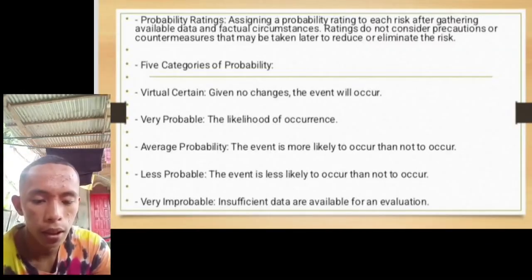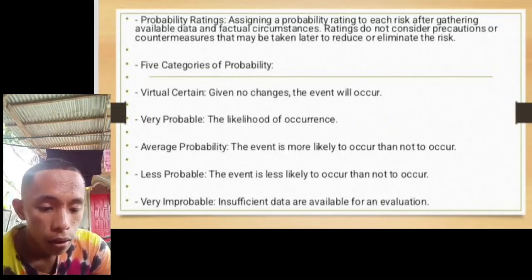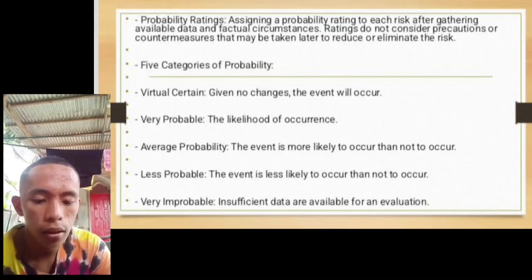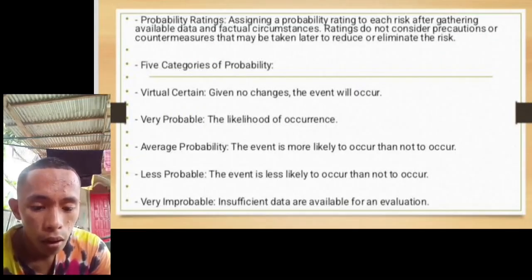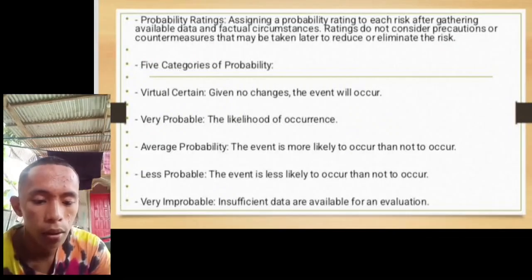Probability ratings. Assigning a probability rating to each risk after gathering available data and particular circumstances. Ratings do not consider precautions or countermeasures that may be taken to eliminate the risk. There are 5 categories of probability.